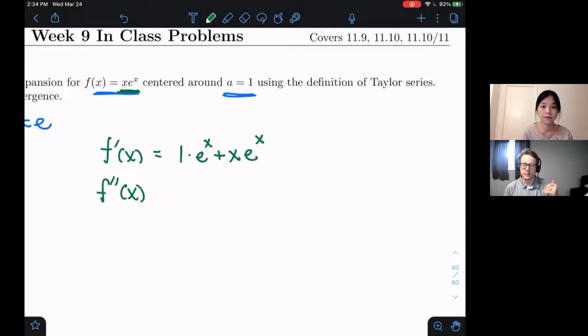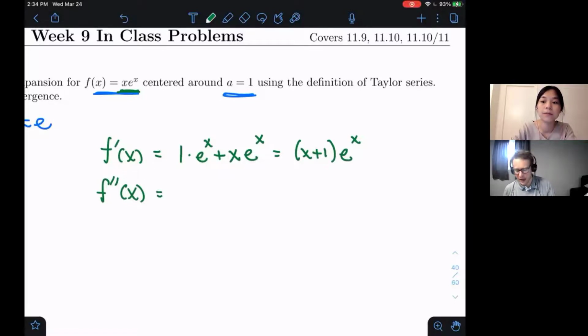Thinking about that I'm going to have to take another derivative, let me simplify this down a little bit just by factoring. So I'm going to write this as x plus 1 times e to the x. So I factored out my e to the x from both of these. Okay, let's take a second derivative.